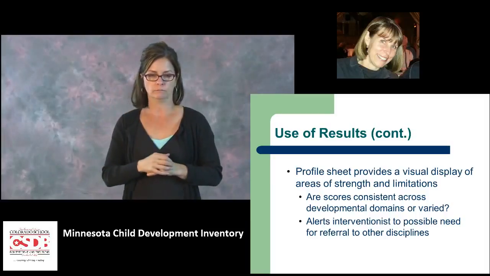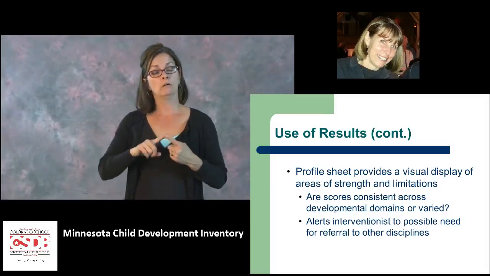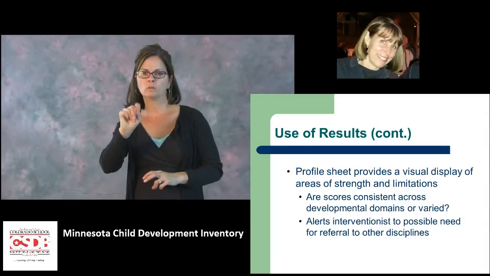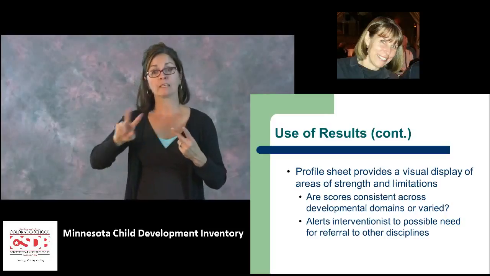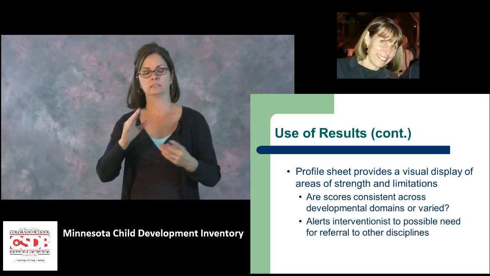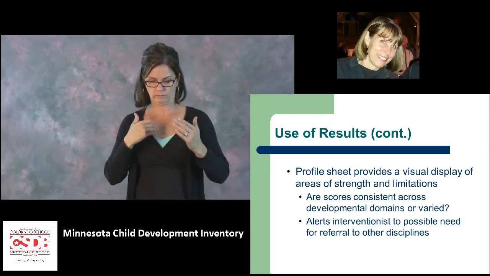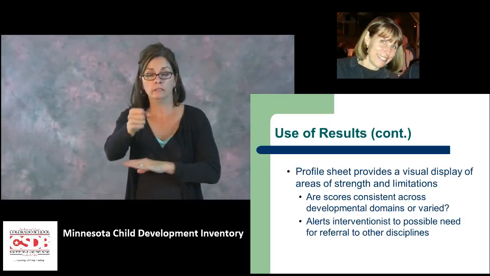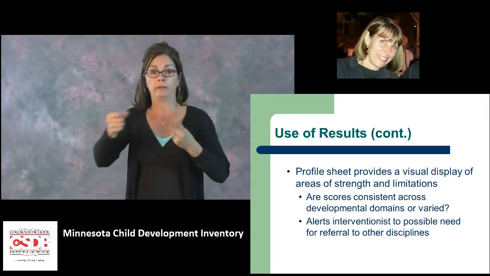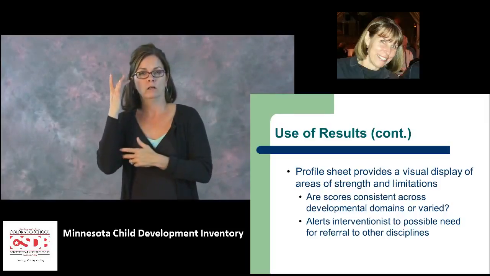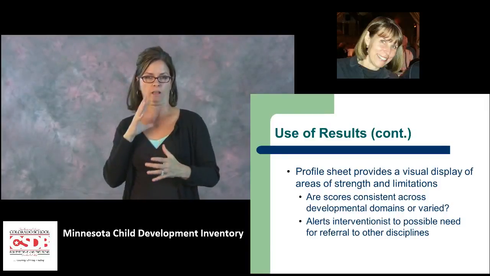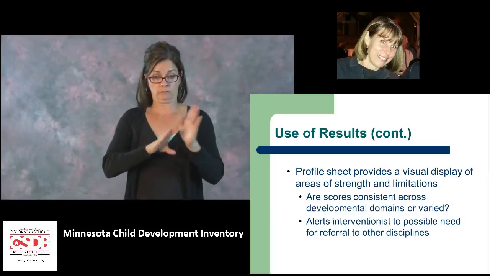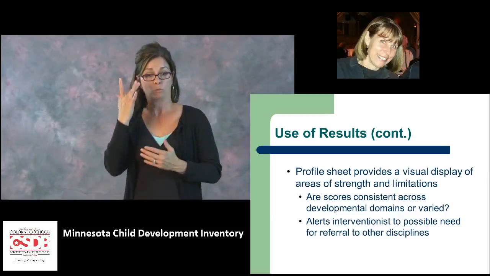On the other hand, there didn't seem to be at this time any need to refer to OT or for PT services. The second child, Michael, his profile would alert us to look more deeply at his cognitive functioning, bring in a developmental specialist, possibly a psychologist, look at the etiology that brought him to early intervention to try to determine if he does have global developmental delays or if there might be some other reason that would explain his depressed scores.